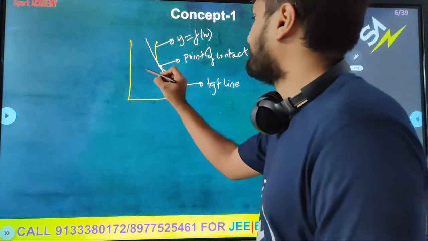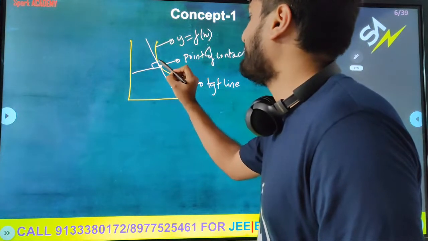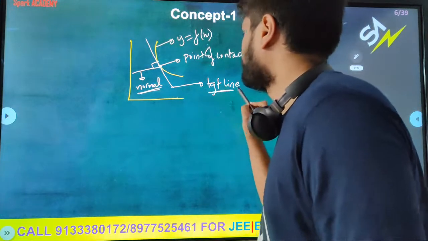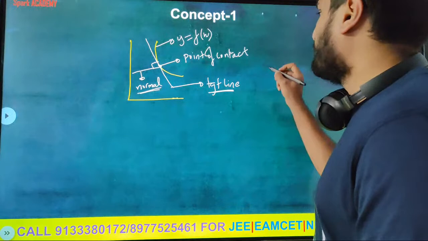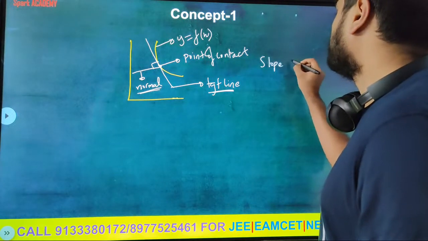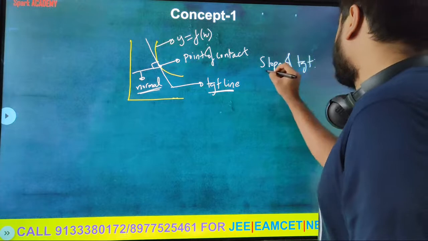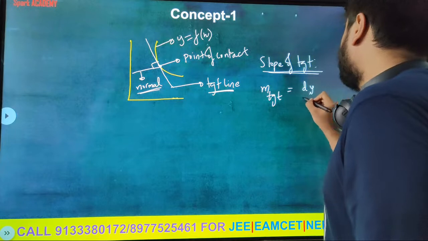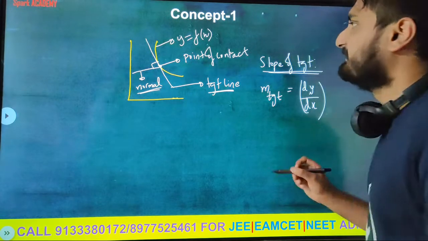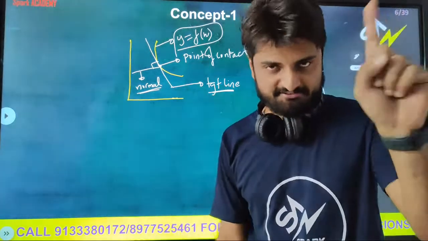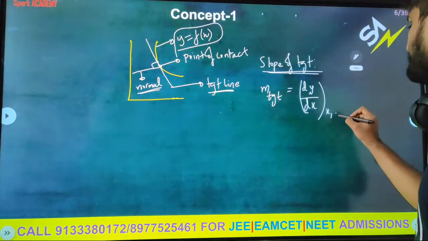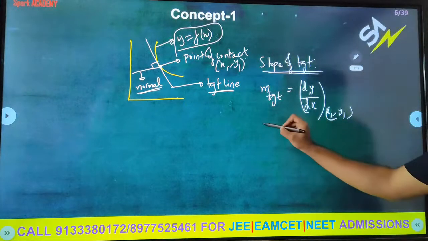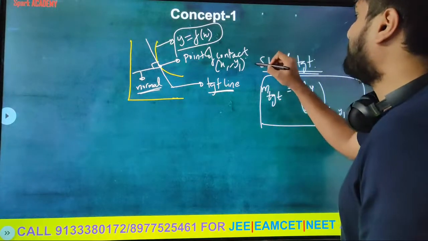Suppose you have a line which is perpendicular to the tangent, that is called a normal. So basically the slope of the tangent is represented by m. This is dy by dx. So you are differentiating the curve once and substituting x1 comma y1, which is the point of contact. That is called the slope of the tangent.